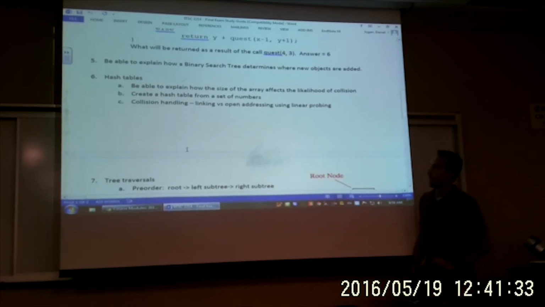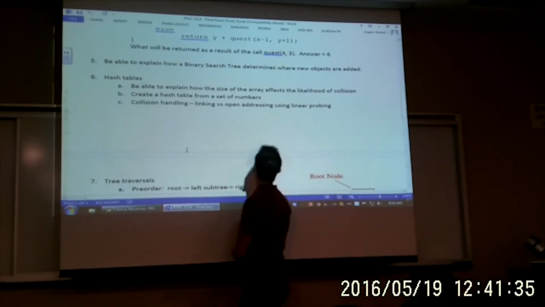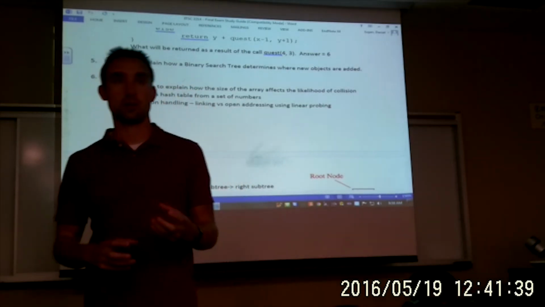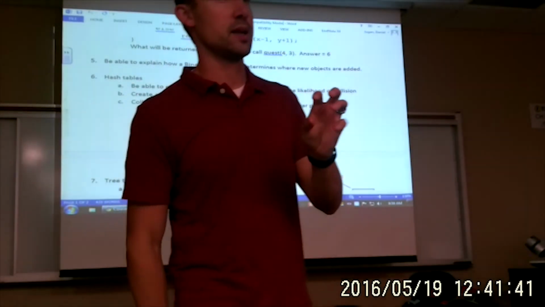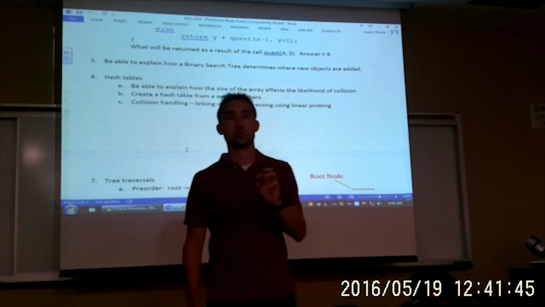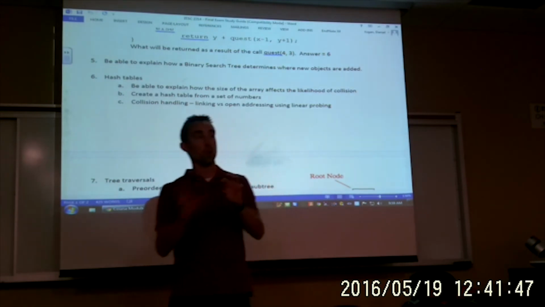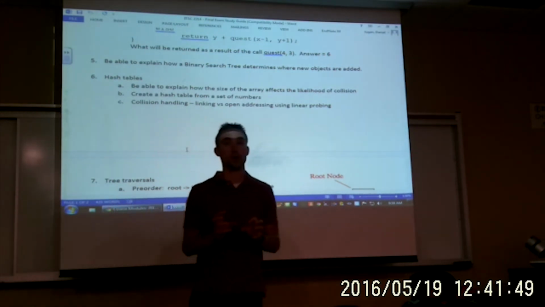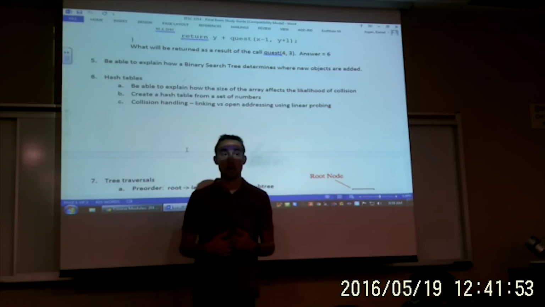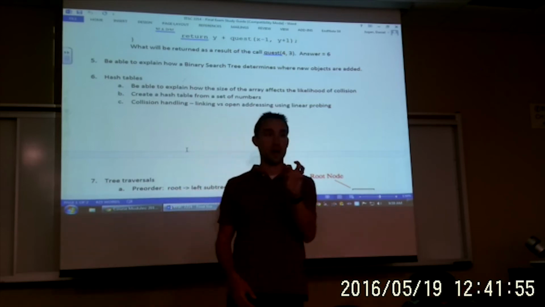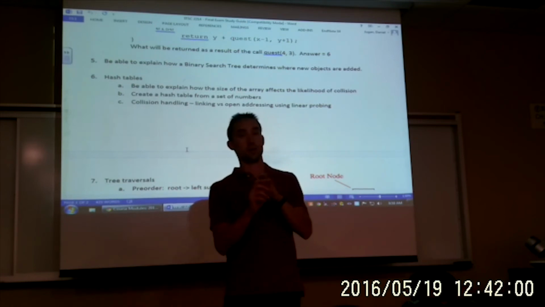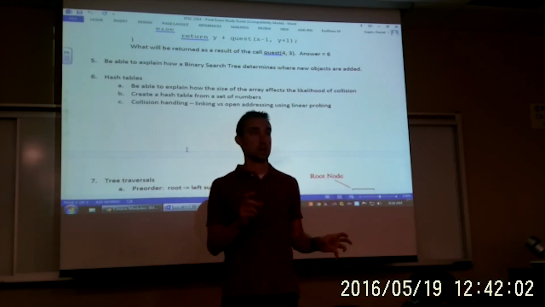Be able to explain how a binary search tree determines where new objects are added. All right, I'm not looking for anything groundbreaking here. I'm looking for your understanding of the logic for how binary search trees are structured in terms of where objects go in relation to objects that already exist in the tree. Specifically, understanding that objects whose value is less than or equal to go down the left side, objects that are greater than go right. Okay, that's it.